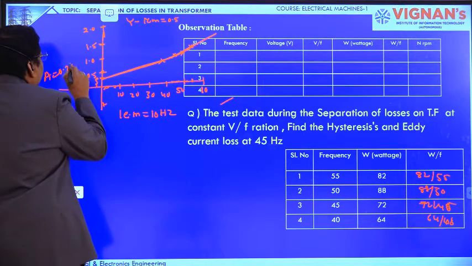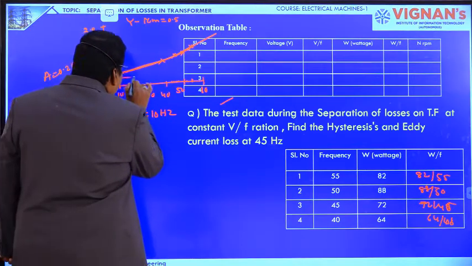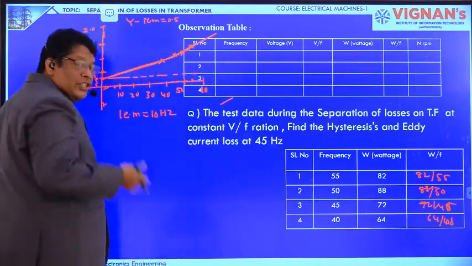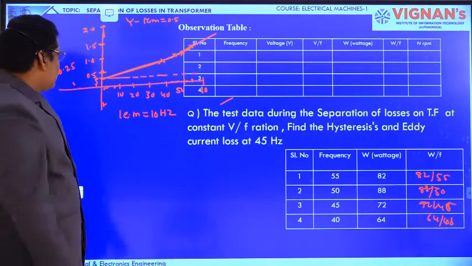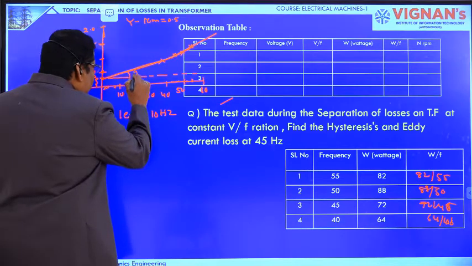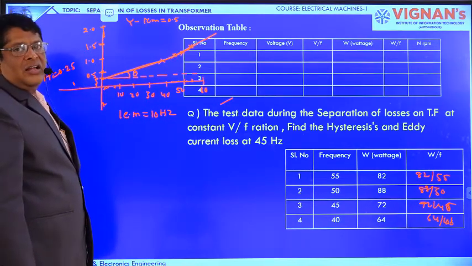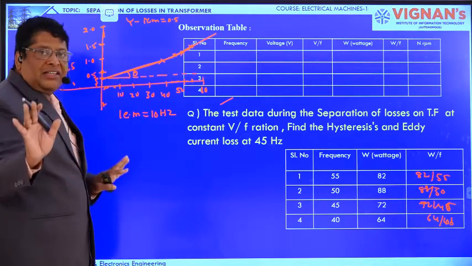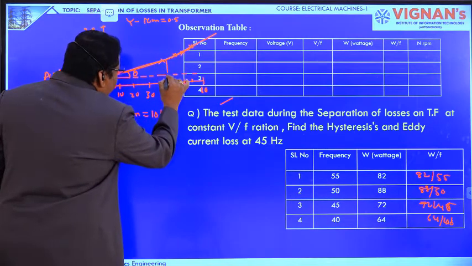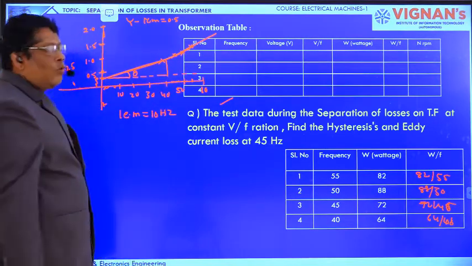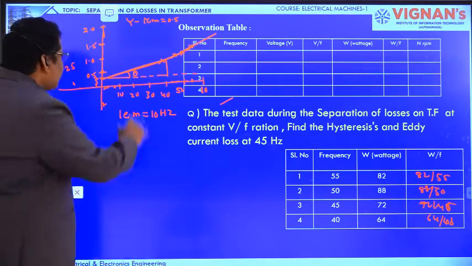We are getting 0.25. In the same manner, from this point we draw one horizontal line with a scale only. That should be parallel to the x-axis. Now we have to find the slope of this line. Don't measure this theta and find tan theta; you should not do that. At this point, take one vertical line between this dotted line and this line. Now apply tan theta.